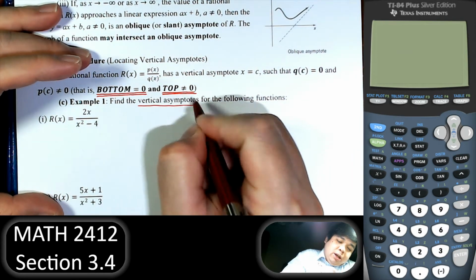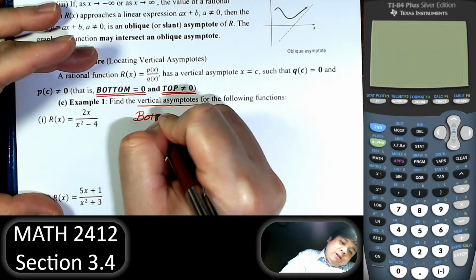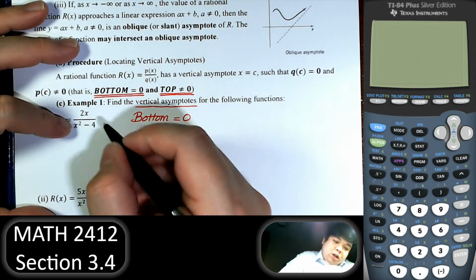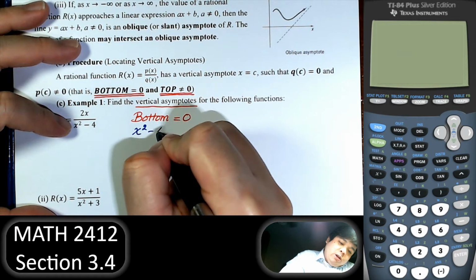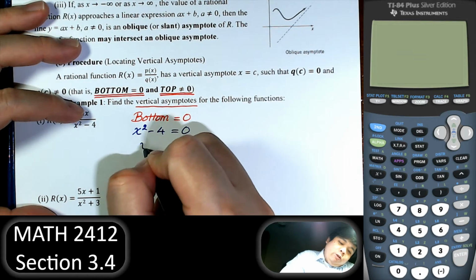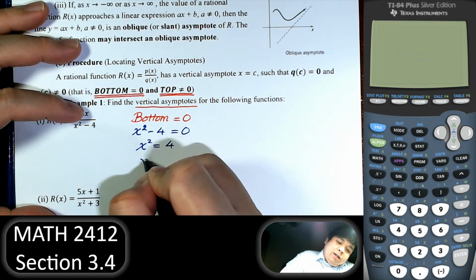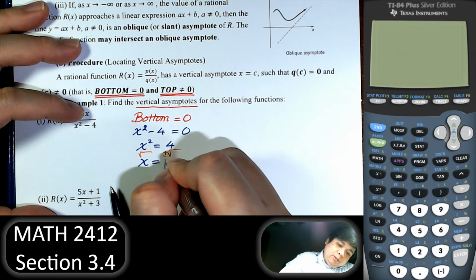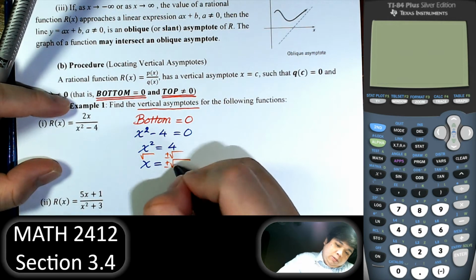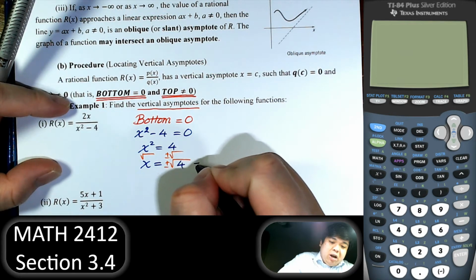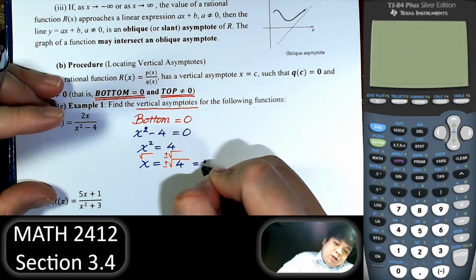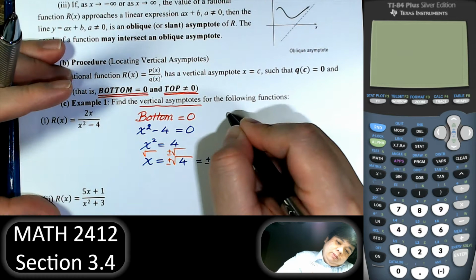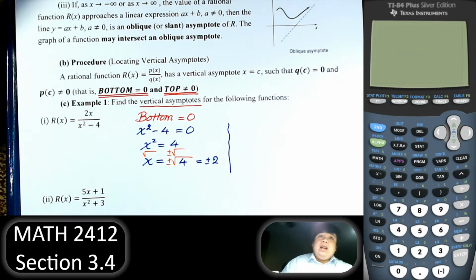Vertical asymptotes, meaning that the bottom is 0 and then the top is not. So for bottom equal to 0, we let x squared minus 4 equal to 0. Move the 4 over, and then take the square root on both sides. Plus or minus the square root of 4, or plus or minus 2. So we have x equal to 2 and x equal to negative 2. So that is half of it.